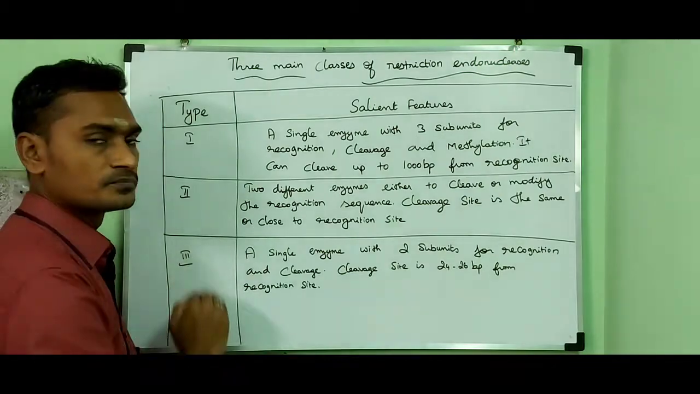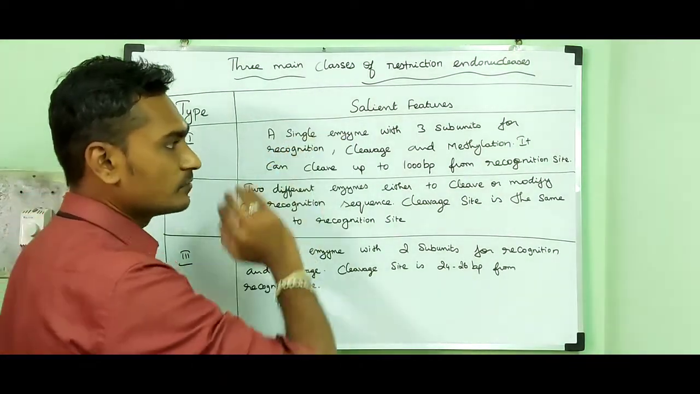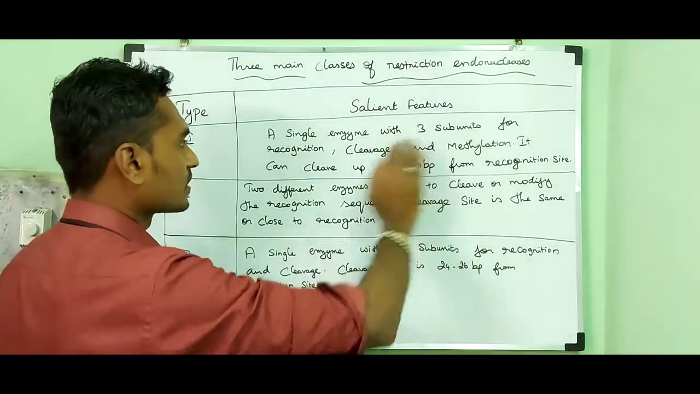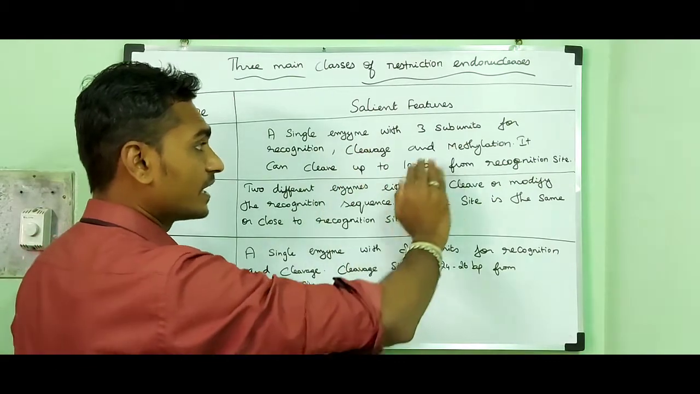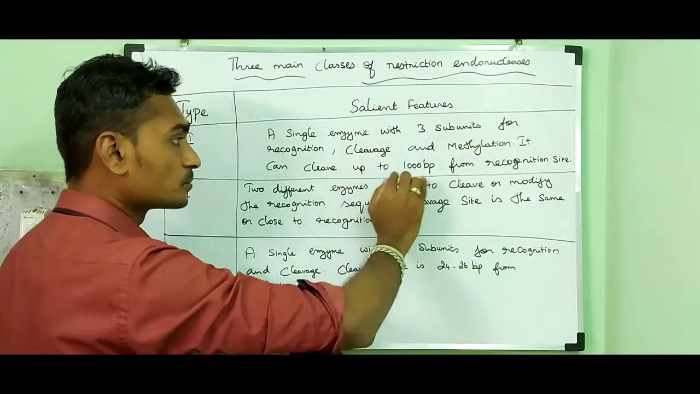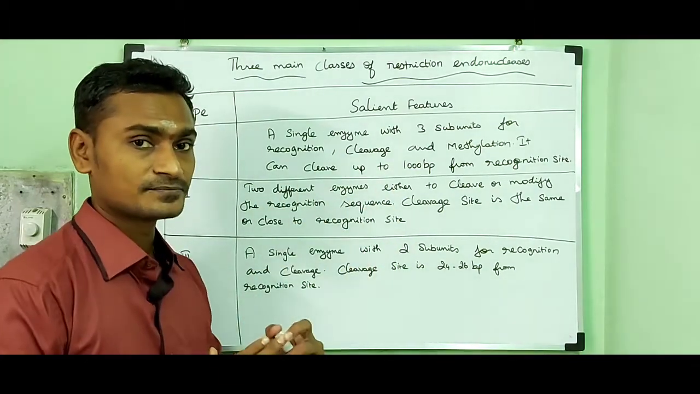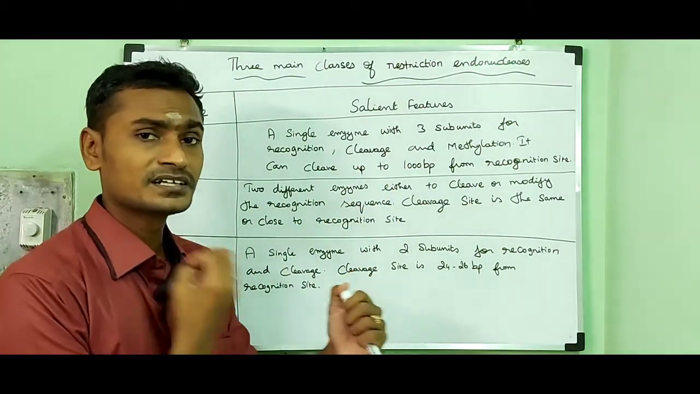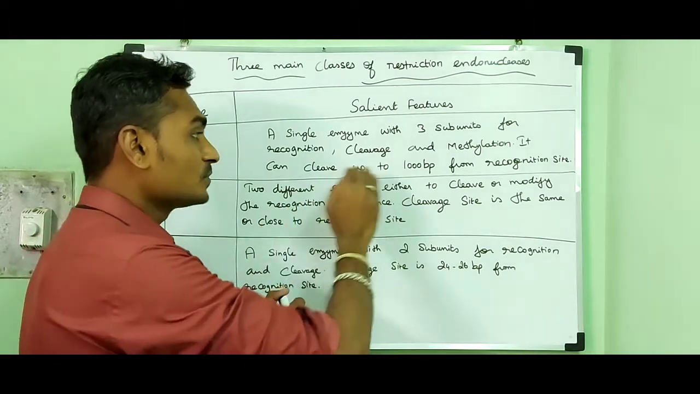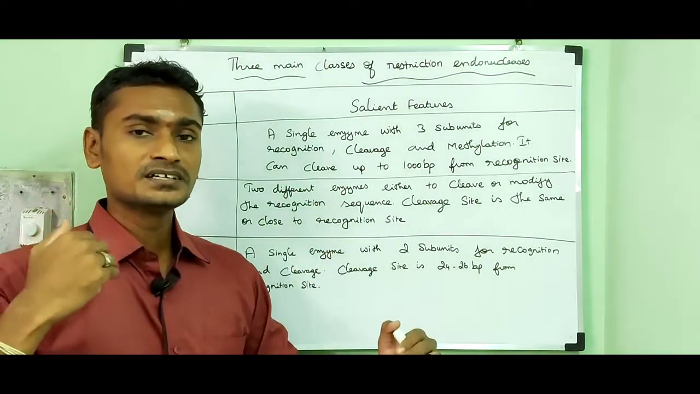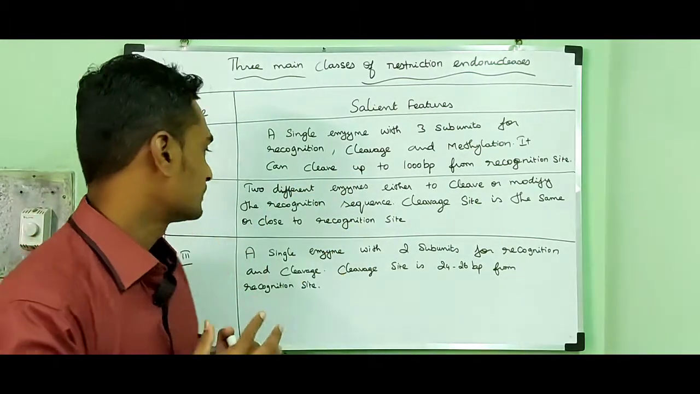Type 1 is a single enzyme with three subunits for recognition, cleavage and methylation. It can cleave up to 1000 base pairs from the recognition site.